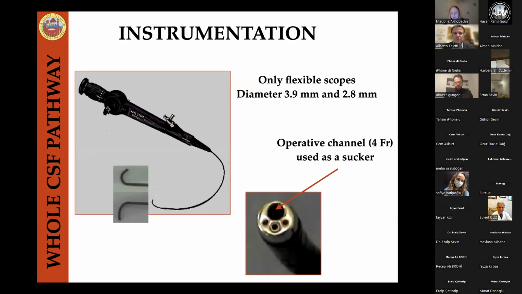So how can we do this kind of operation using a flexible scope? There are many available, but I encourage to use scopes with an external diameter of less than 4 millimeters. Otherwise, you will for sure damage the cerebral aqueduct if you use bigger endoscopes. And we use the operative channel of the endoscope as a sucker.